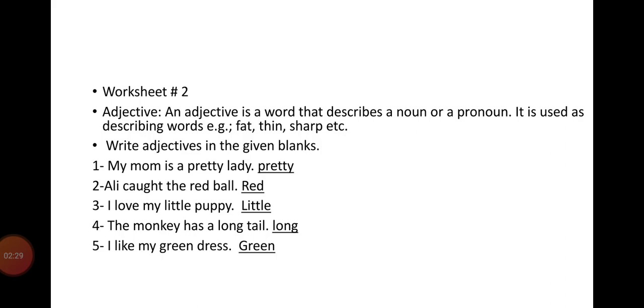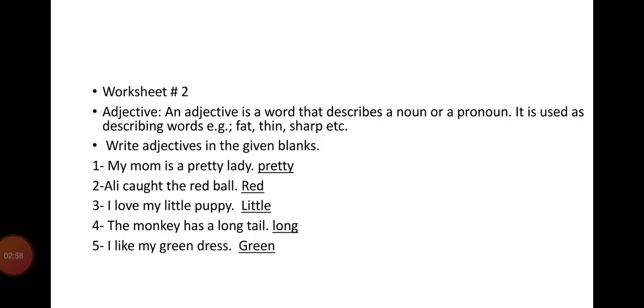Okay, so write adjective in the given blanks. अब हमें sentences दिए गए हैं, इनमें से हमने adjectives को choose करना है. Number 1, my mom is a pretty lady. Okay, so my mom is a pretty lady. So इसमें pretty जो है वो define कर रहा है कि mom कैसी हैं? Pretty. Number 2, Ali caught the red ball. Okay, Number 2, Ali caught the red ball. अब इसमें red जो है वो define कर रहा है कि अली के पास किस कलर का बॉल है.